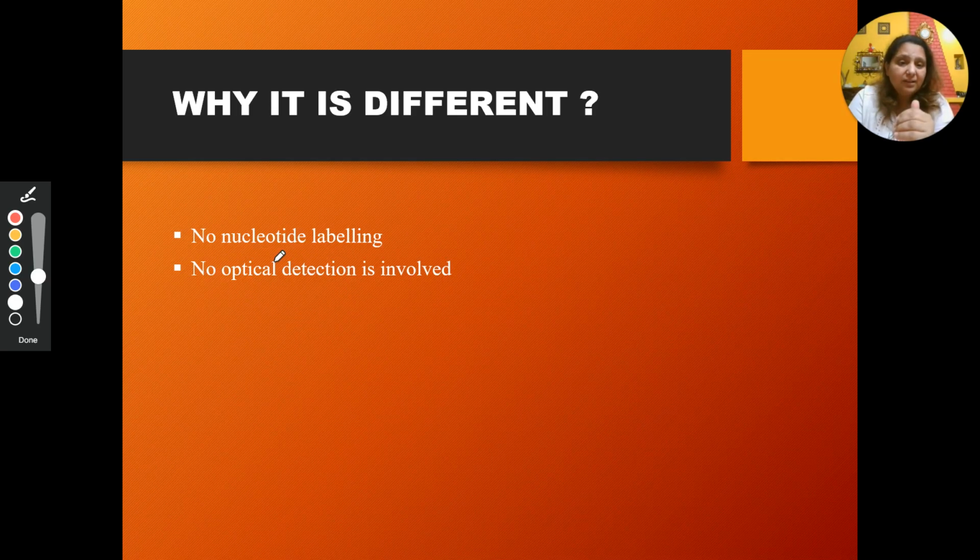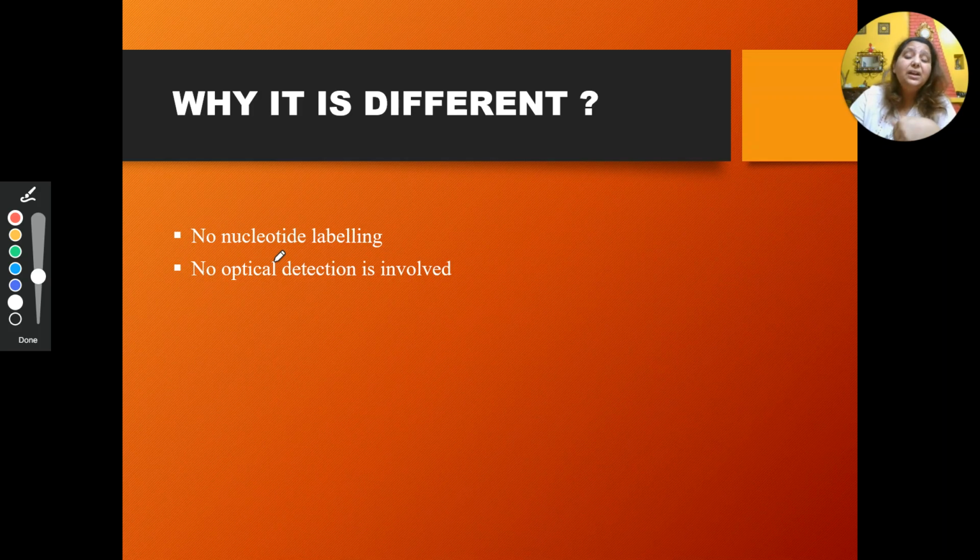But here, since there is no light production, यहाँ light बनी नहीं रही है, what is being formed? The protons are being formed. So the protons which are formed during the process of Ion Torrent sequencing do not need any optical detection system. But what would they be needing? They would be needing a chemical detection system, right? So that is the one difference between the Ion Torrent and other types of second generation sequencing techniques.